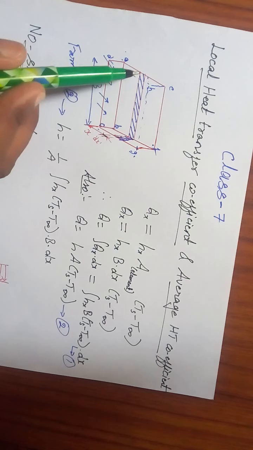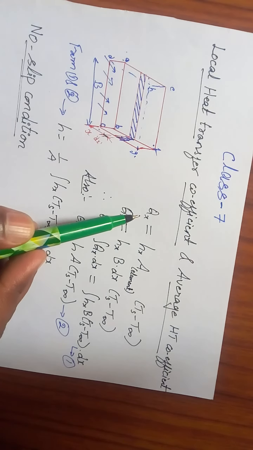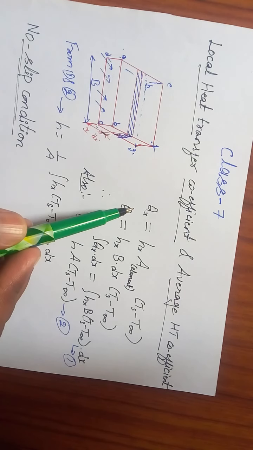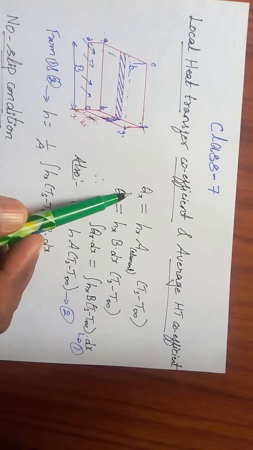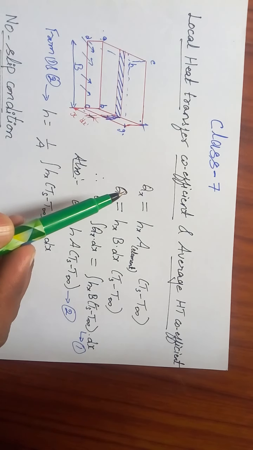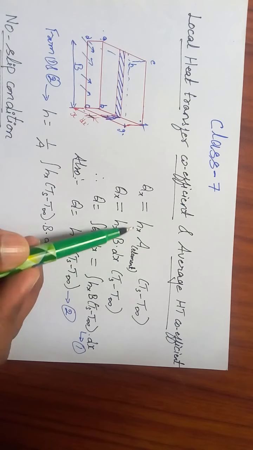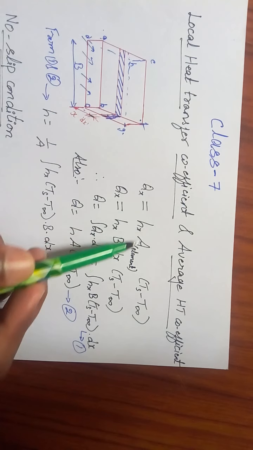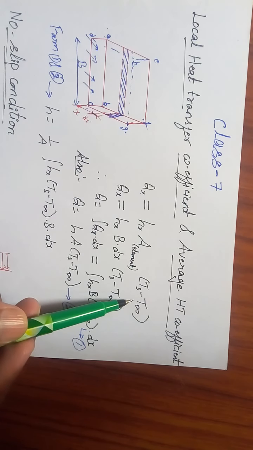So for a moment, for the small elemental area, if we have Qx, which is nothing but rate of heat transfer by means of convection, try to recall Newton's law of cooling. So this is the equation, right? It says that rate of heat transfer will be directly proportional to the surface area and the temperature difference between the surface and the surrounding.